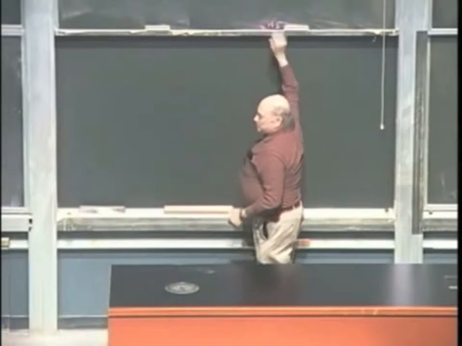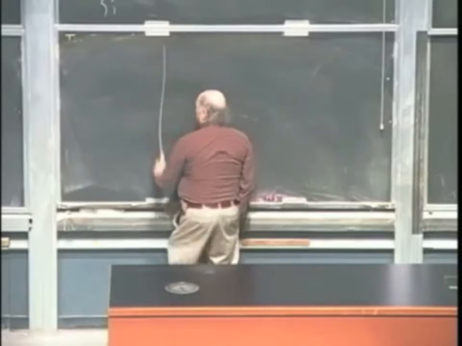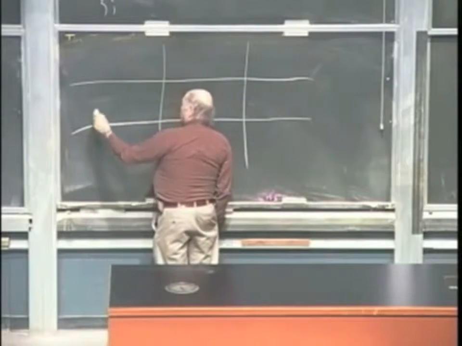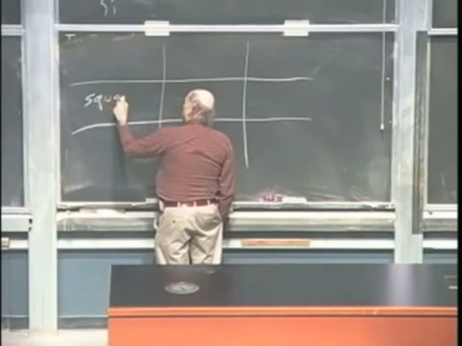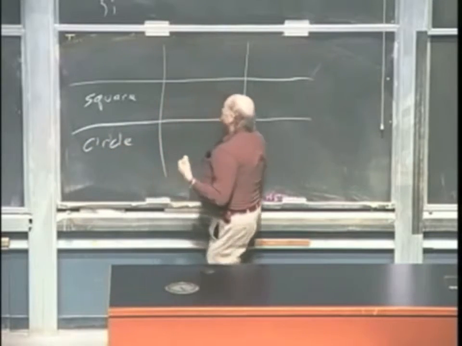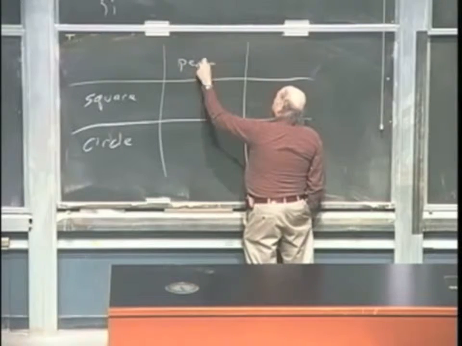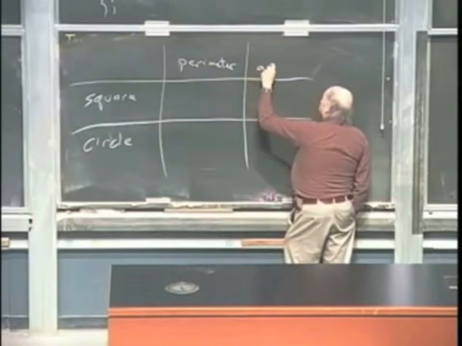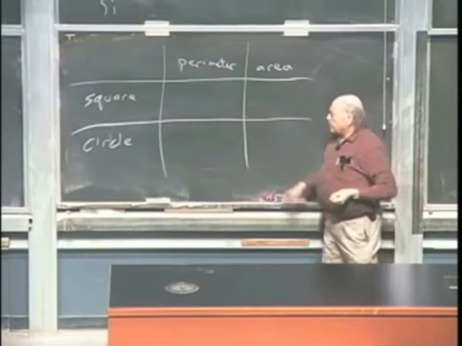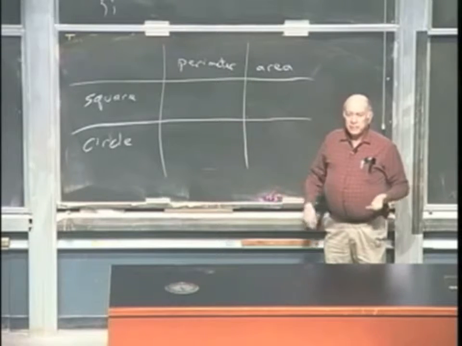My types are geometric shapes. So I have, think of it this way, square and circle. And the operations I'm going to do are perimeter and area. Okay? Now, what goes in the boxes? A formula, right, for how to do that.